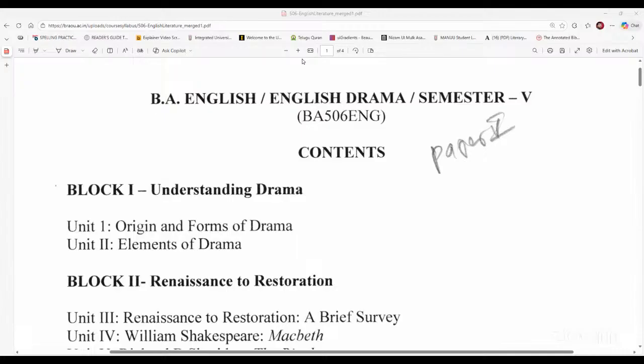Let me clarify this. So far, we have been using drama and play often interchangeably. Let me tell you, a play is a written script for drama, whereas drama is a performance. Drama is basically a performance of that play. Okay.